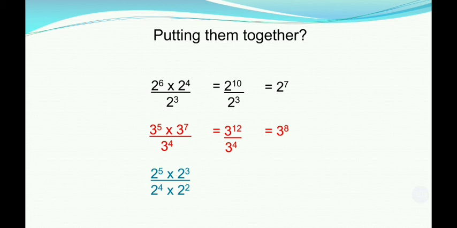In the next example, again we have 2 to the power of 5 into 2 to the power of 3 divided by 2 to the power of 4 into 2 to the power of 2. So just add the powers both in the numerator and in the denominator. So it becomes 2 to the power of 8 divided by 2 to the power of 6, that is equal to 2 to the power of 8 minus 6. So that is equal to 2 to the power of 2.